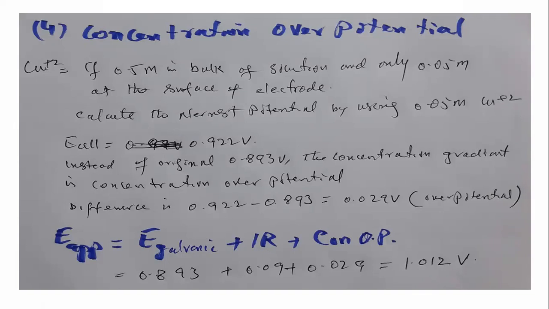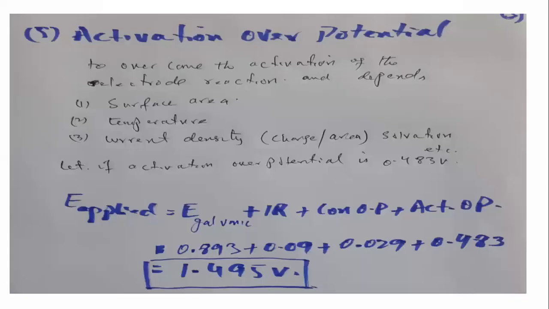So again, the question is, does the deposition of copper ion start now? The answer is, still this is insufficient potential. So what are the other factors? This is the last factor. We call it the activation overpotential.